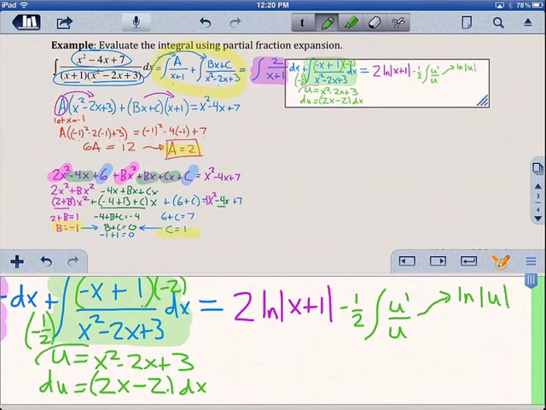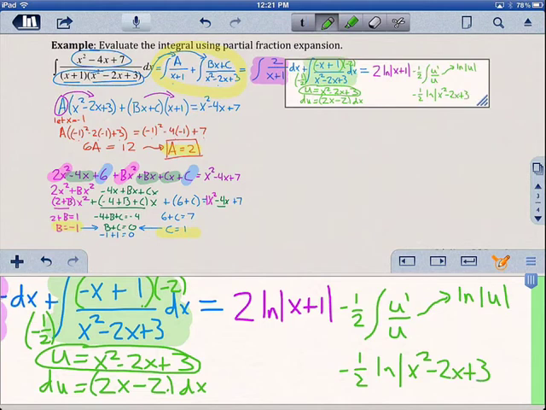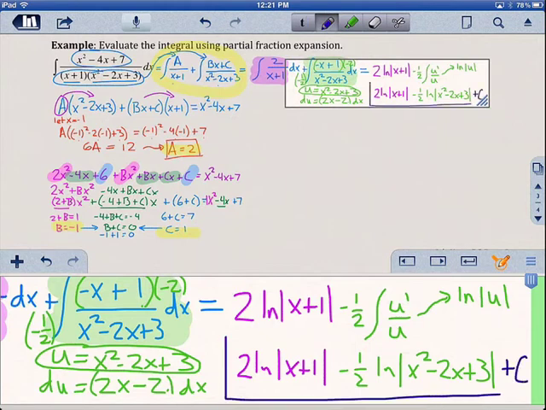And we know what u is. So we'll substitute that in. And so we had minus 1/2 times the natural log of the absolute value of u, which is x squared minus 2x plus 3. And we still had the 2 ln absolute value of x plus 1. And then don't forget, because this is an indefinite integral, we have plus c right there. Alright, so there is your final answer.